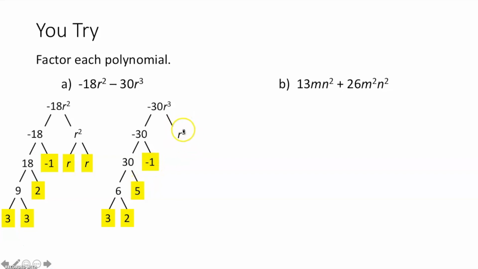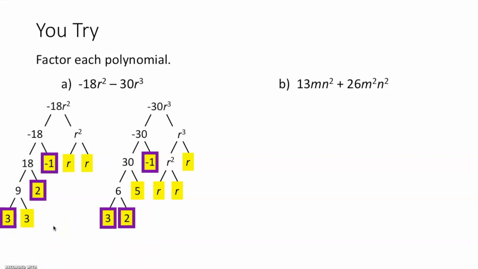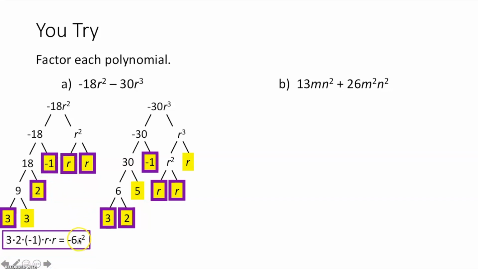Let's go to the r cubed. How do I break that up? Well, again, you could go r times r times r, or you could say that it's r squared times r to the 1st, and then the r squared you can break up into r times r. Either way, we're now done. We've broken up each of these, so let's figure out what the GCF is. So what do they have in common? They have a 3, they have a 2, and they have a negative 1. What about the r's? They have 2 r's. So if I were to multiply those things together, 3 times 2 times negative 1 times r squared is negative 6r squared. That's going to be our greatest common factor.